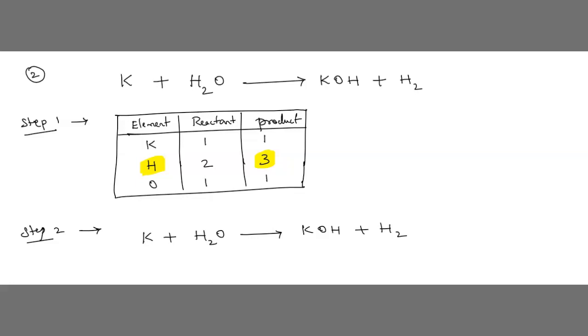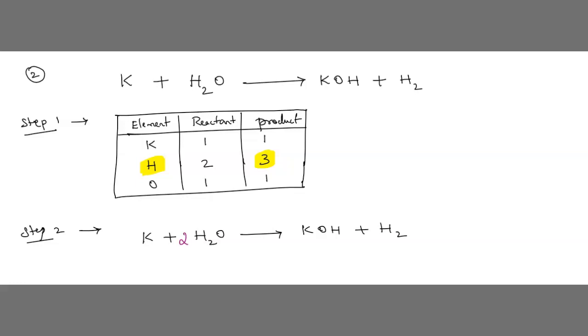Correct? Now what will I do, children? I am multiplying this H with 2 here. Potassium atoms are equal on both the sides, correct? But no need to multiply K. So we are balancing the number of hydrogen atoms first. Now I want to balance hydrogen. 2 2s are 4. Correct?